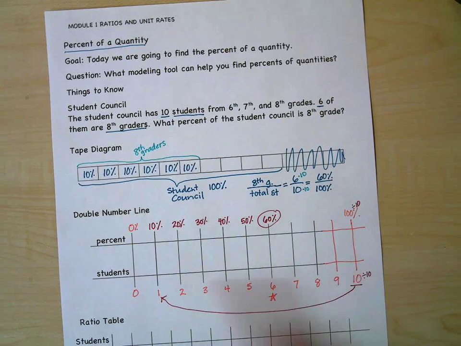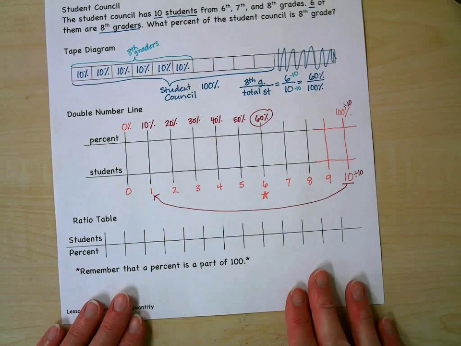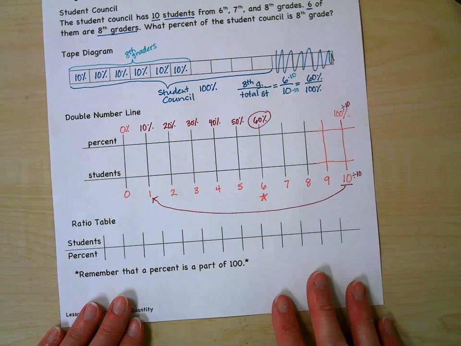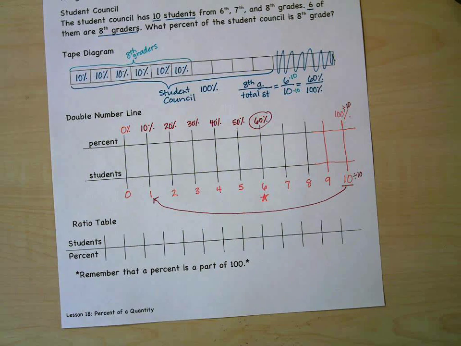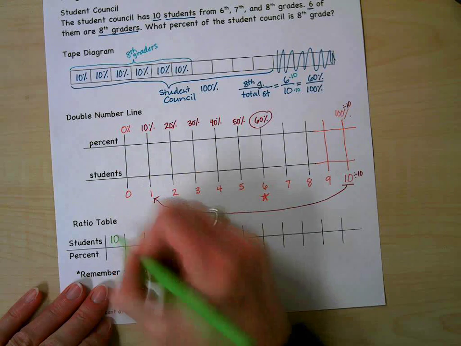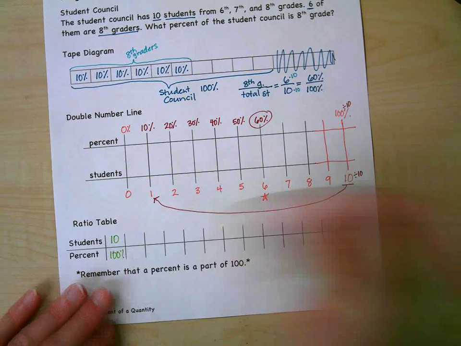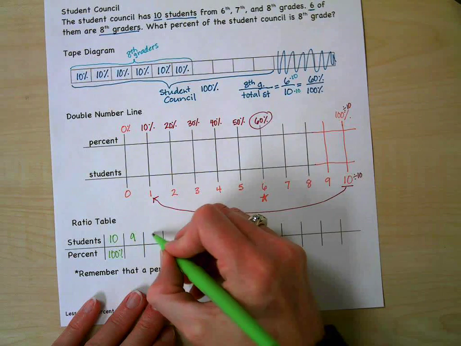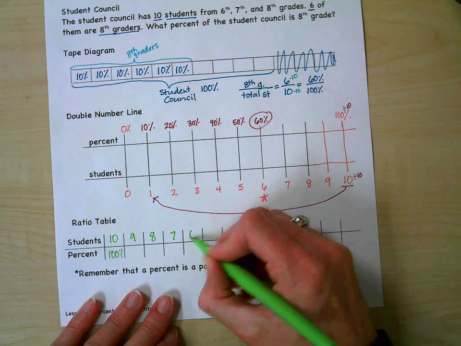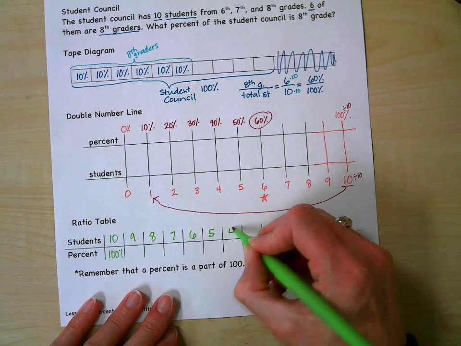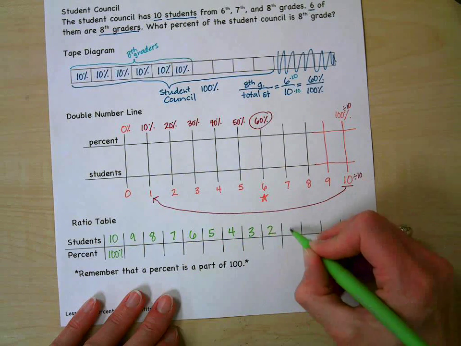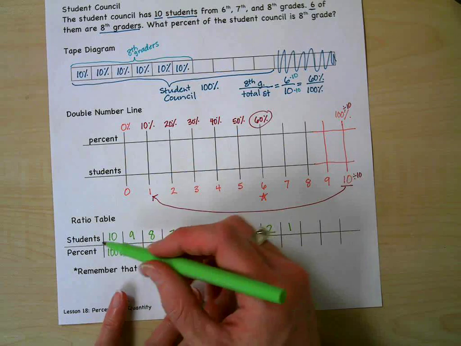So we know how to do it as a tape diagram. We know how to do it as a double number line. I'm wondering if we could use a ratio table to do the same thing. Okay, well, let's try it out and see. We know that 10 equals 100%, yes? Okay, so if we try 10 equals 100%, then we can even say 10 students makes 100%. So 9 students, 8 students, 7 students, 6 students, 5 students, 4 students, 3 students, 2 students, and 1 student.